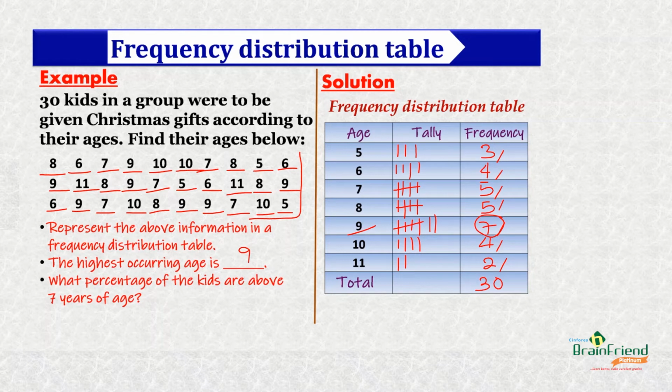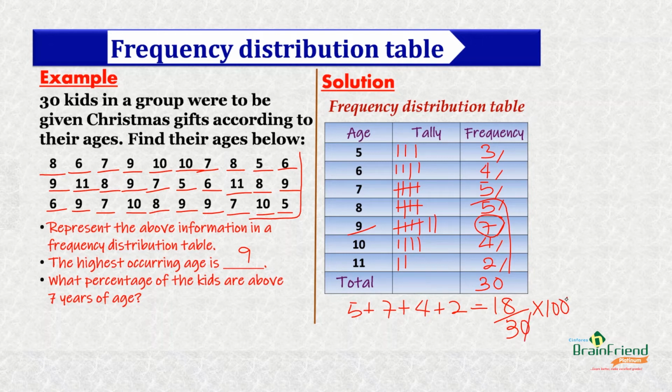And then the last question says, what percentage of the kids are above 7 years of age? So, from 8 years and above, we will put all of that together. That means 5 plus 7 plus 4 plus 2. And that gives us 18. So 18 out of 30 multiplied by 100, because we are expected to find out the percentage.